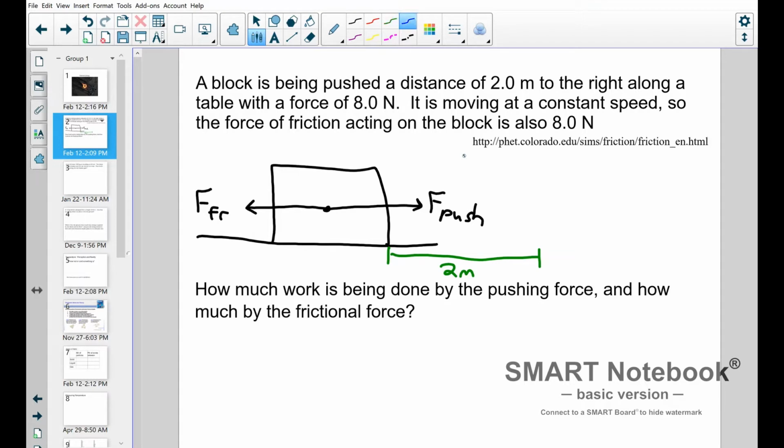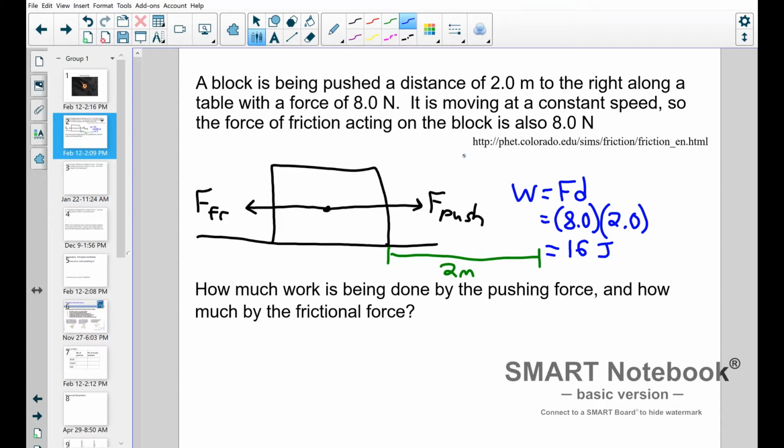So if I think about the work done by the pushing force, work was equal to force times displacement in the direction of the force. My force here is 8.0 newtons. My displacement in the direction of the force is 2 meters for a work done of 16 joules. Now we talked in the fall about how work needs to go into changing either the types of energy present or the amounts of them.